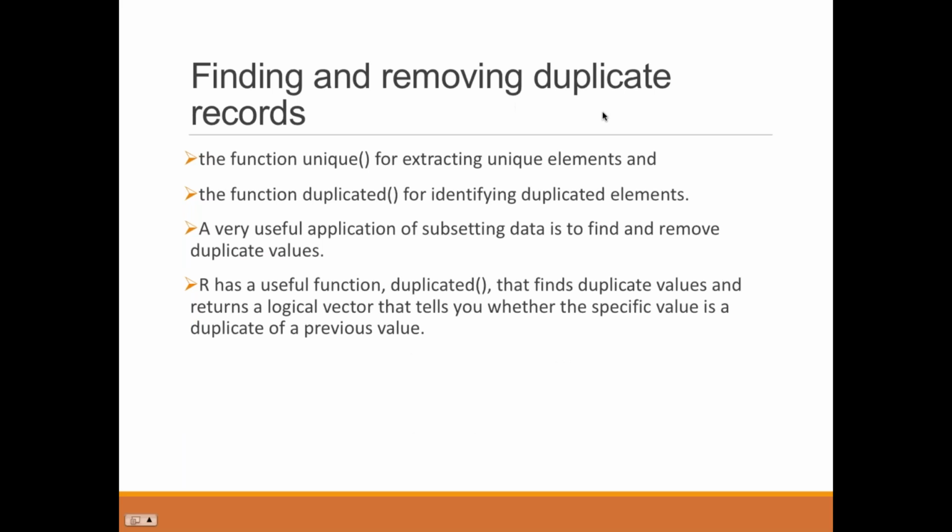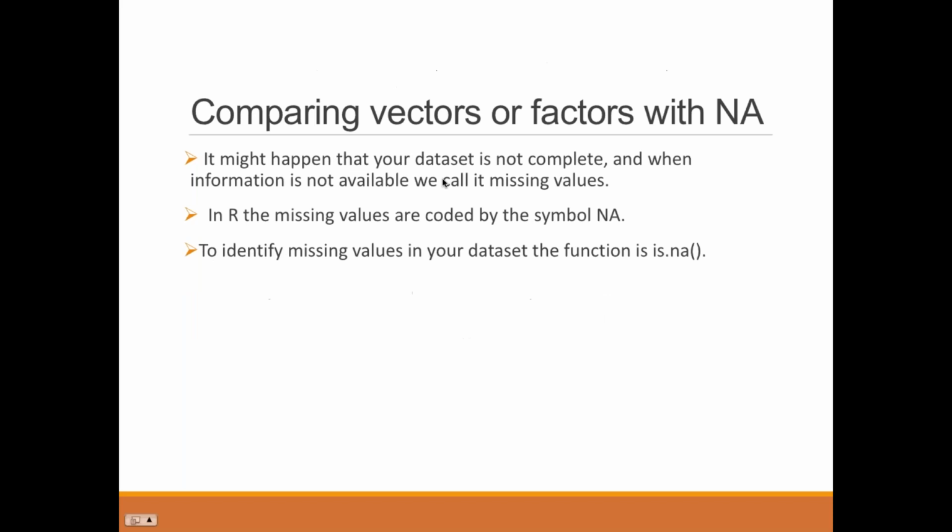Now, finding and removing duplicate records: the function will be unique for extracting unique elements, and the function will be duplicated for identifying duplicate elements. In my data, a lot of my data may have missing values, which is called NA. And today we're going to also look at how we find those missing values. I'm not going to look into how we replace missing values today, but I'm just going to find the missing values, and I'm going to show the commands for that too.